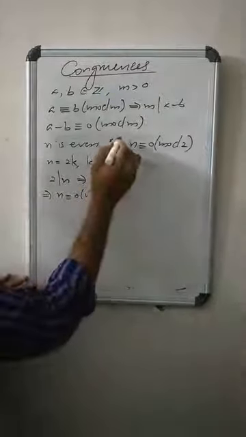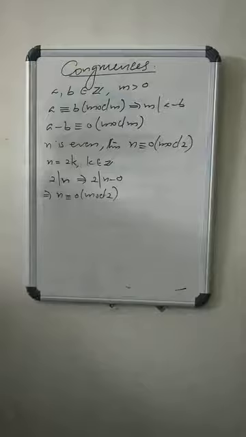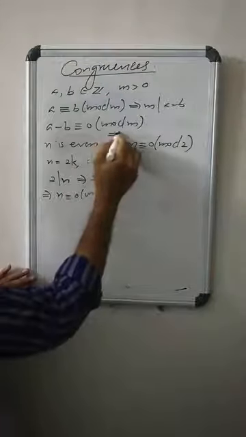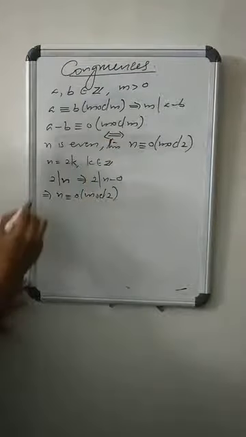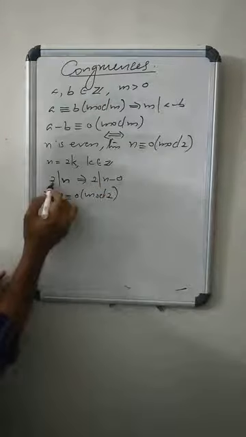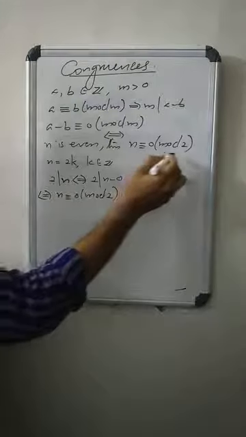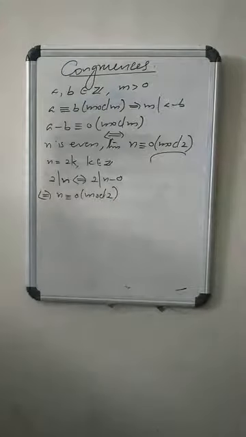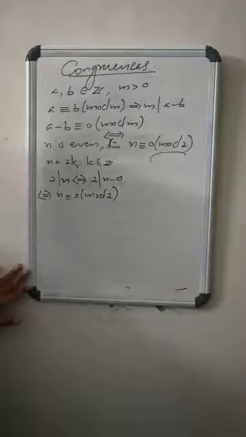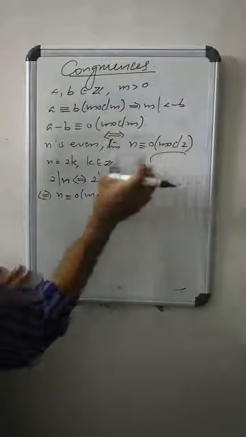So n is even if and only if n is congruent to 0 mod 2. This implies and is implied by. Why? When n is congruent to 0 mod 2, clearly 2 divides n minus 0, clearly 2 divides n, thus n is even. N is even if and only if n is congruent to 0 mod 2.